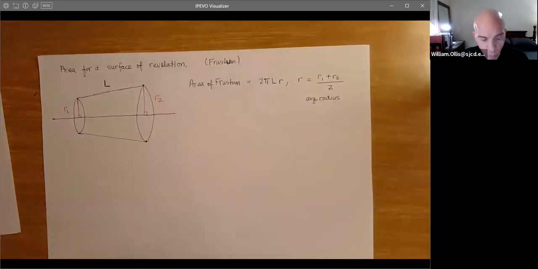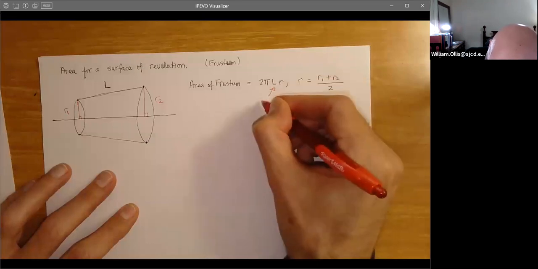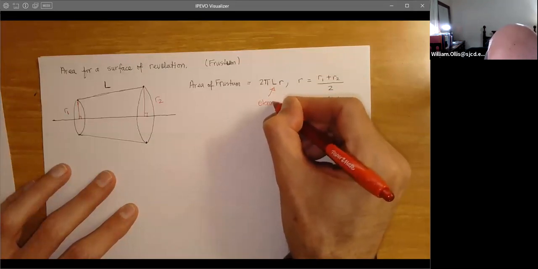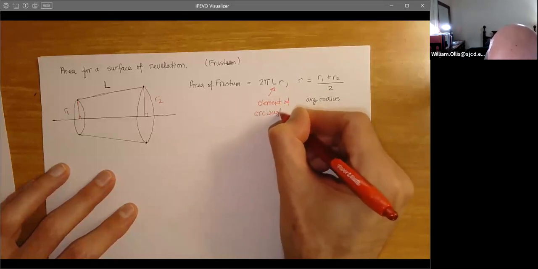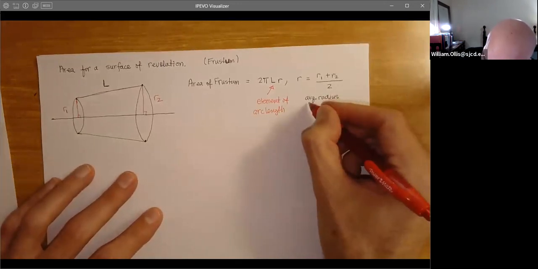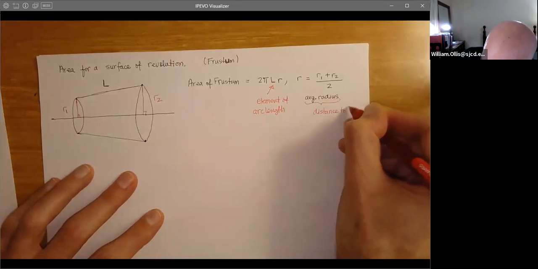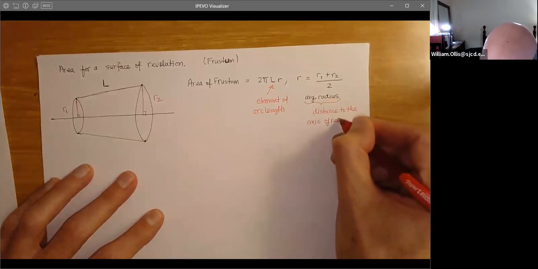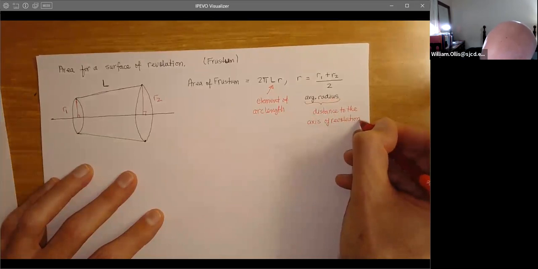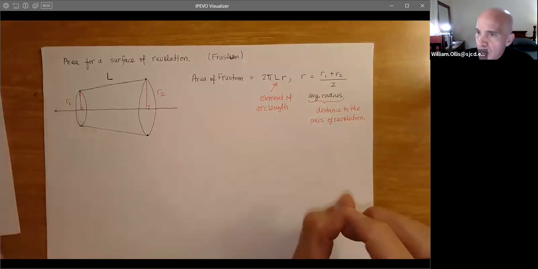So what we want to do, and this makes it simple, is that this basically gives us the element of arc length, like a slant height. And the average radius here will be the distance to the axis of revolution. Now you can spend a whole lot more time with this, but that's really not what's important.